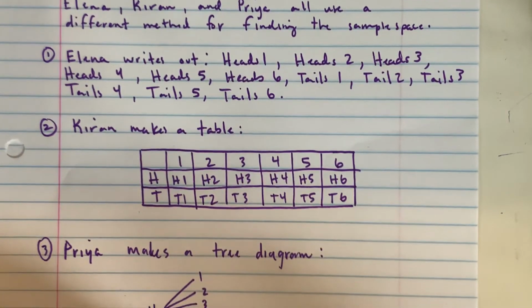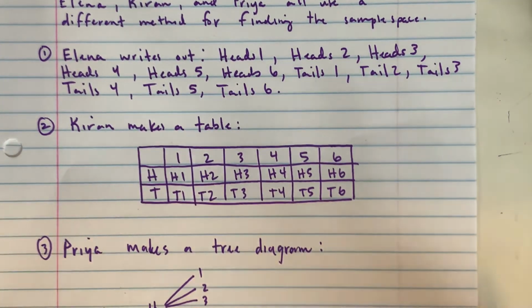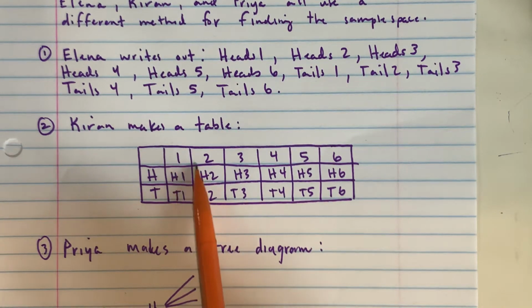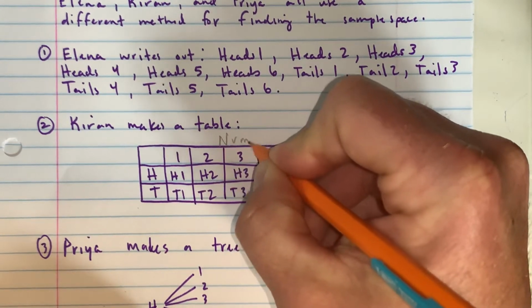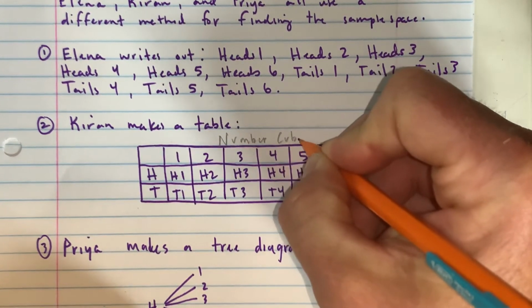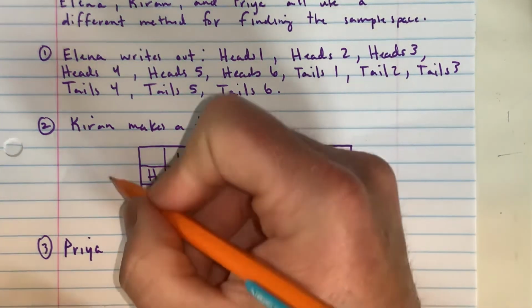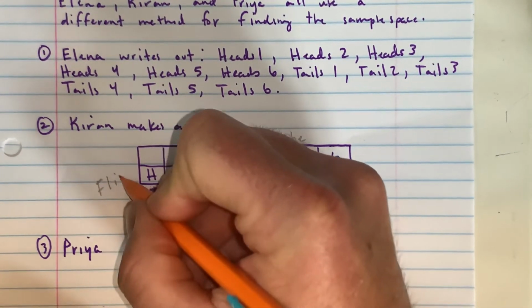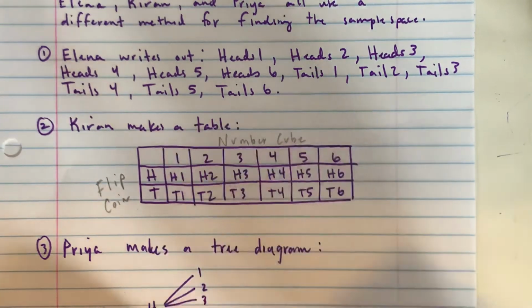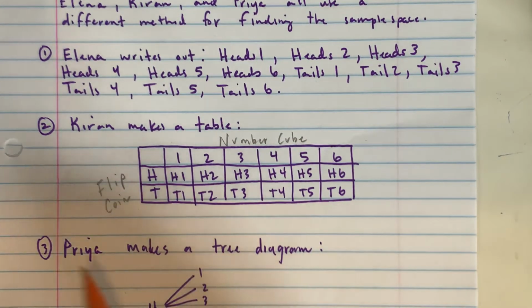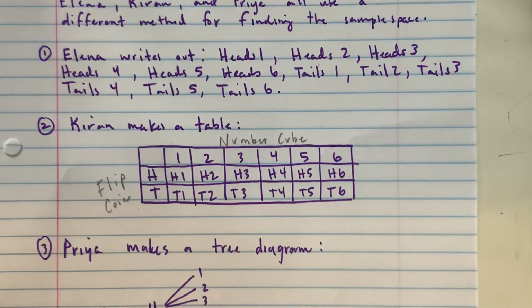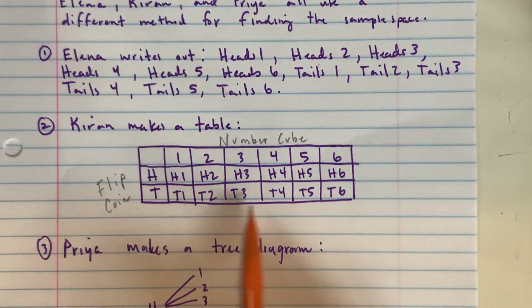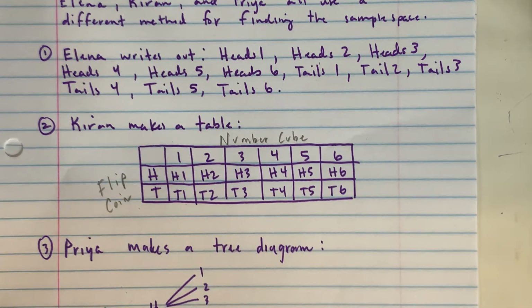Kieran does this a little differently. She decides to make a table. And so Kieran put down all the possibilities. She might label this number cube outcomes, and then this would be flip coin. So those are the two labels there. So you could get a heads and a 1, a heads and a 2, kind of similar to what Elena wrote out up here. And then tails 1 all the way through tails 6. So those are the possible outcomes there. That would be our sample space.